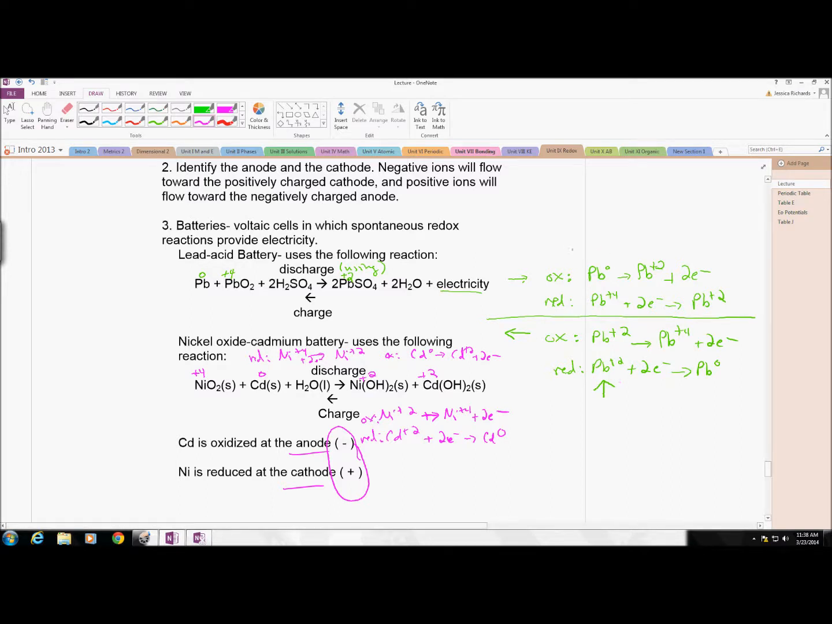All right, one lecture left for this unit, and we'll be wrapping it up with industrial applications of redox next lecture.